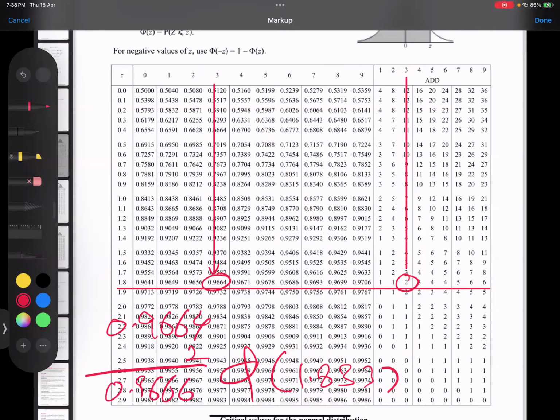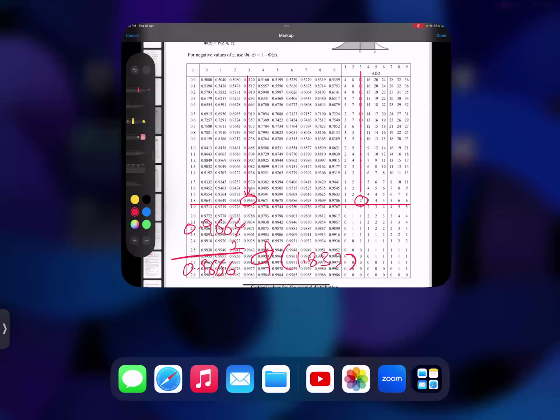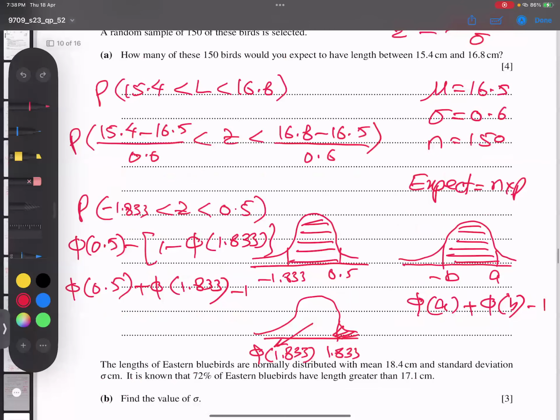0.9666. And I think you got my point, how I got 0.9666. Okay, so let's go back and I'll plug in the numbers. This value, after seeing the table, is 0.5, is 0.6915. This value is 0.9666 minus 1.